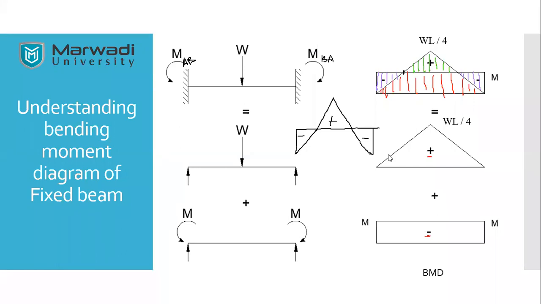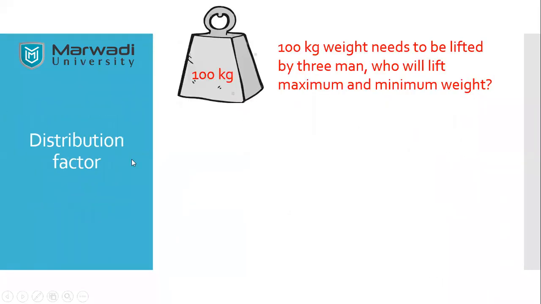If there are no doubts, we are going to proceed further. Now, as the chapter suggests, it is the moment distribution method. So the crucial part is going to be played by this factor, which we call the distribution factor. Now, what exactly is the distribution factor?